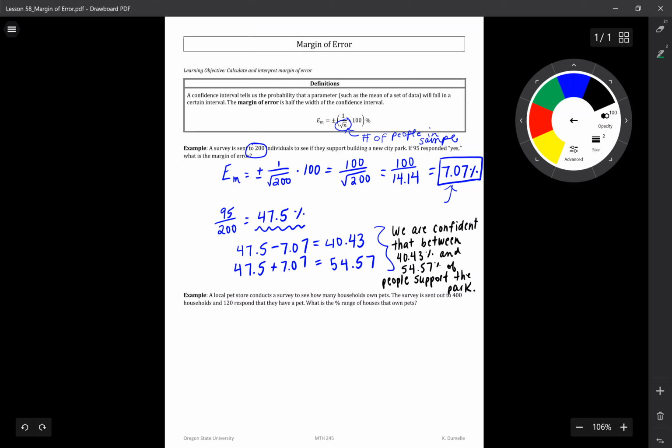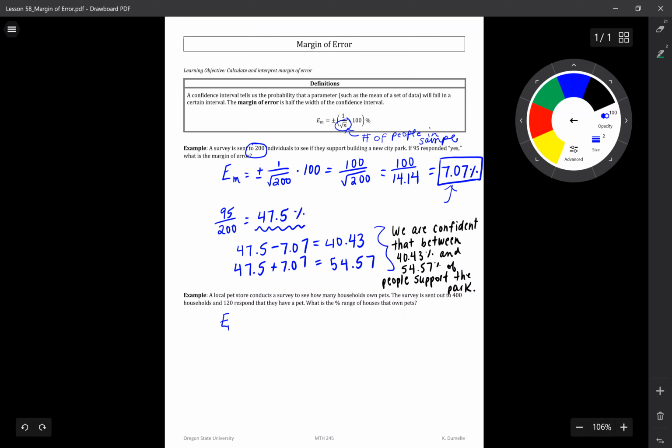A local pet store conducts a survey to see how many households own pets. The survey is sent out to 400 households and 120 respond that they have a pet. What is the percentage range of houses that own pets? So from this survey, we might just say, well, 120 out of 400 people have pets, so we just take that percentage and call it done. But because we only surveyed 400 people, we cannot be totally sure that that is the actual percentage of people that own pets. So we need to find our margin of error.